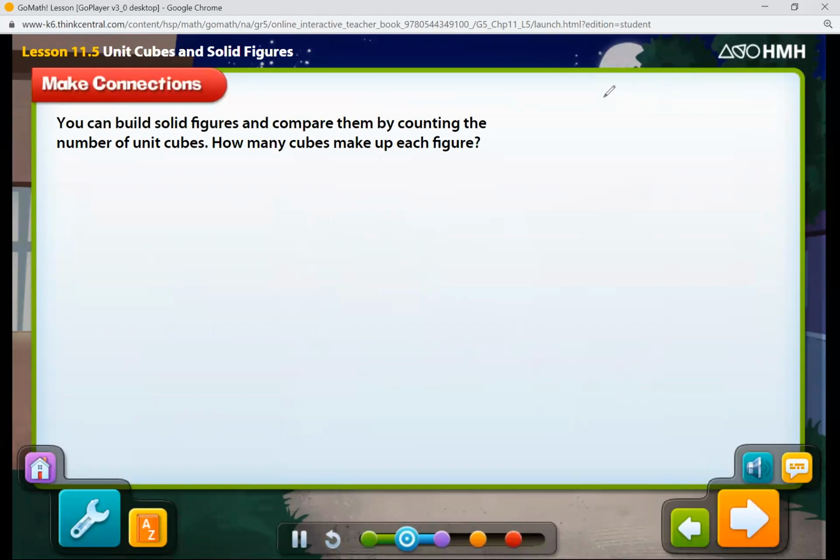You can build solid figures and compare them by counting the number of unit cubes. How many cubes make up each figure? Let's begin with this figure. How many cubes make up this figure? This figure is made up of 5 unit cubes.